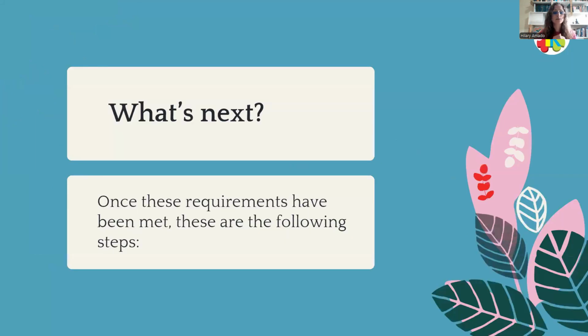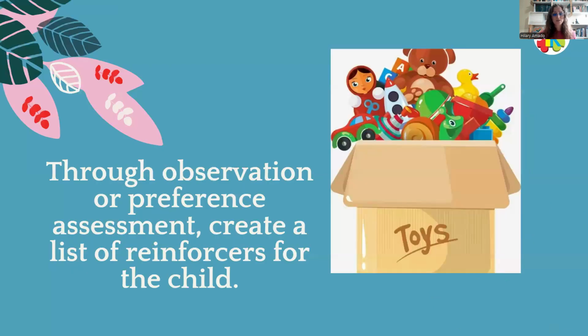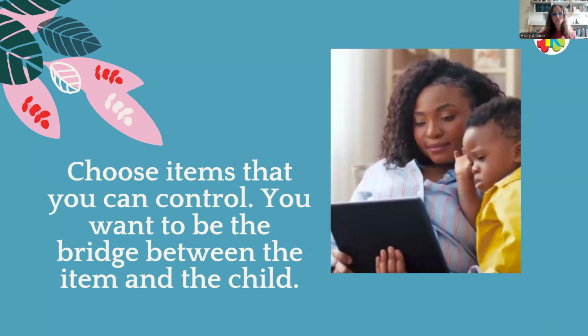So what's next? Once these requirements have been met, these are the following steps. Through observation or preference assessment, create a list of reinforcers for that child. You also want to choose items that you can control. You want to be the bridge between the item and the child. So if that child's reinforcer is tablet time, you're going to be the one holding that tablet. You're not just going to hand it over yet because it might be hard to get it back.